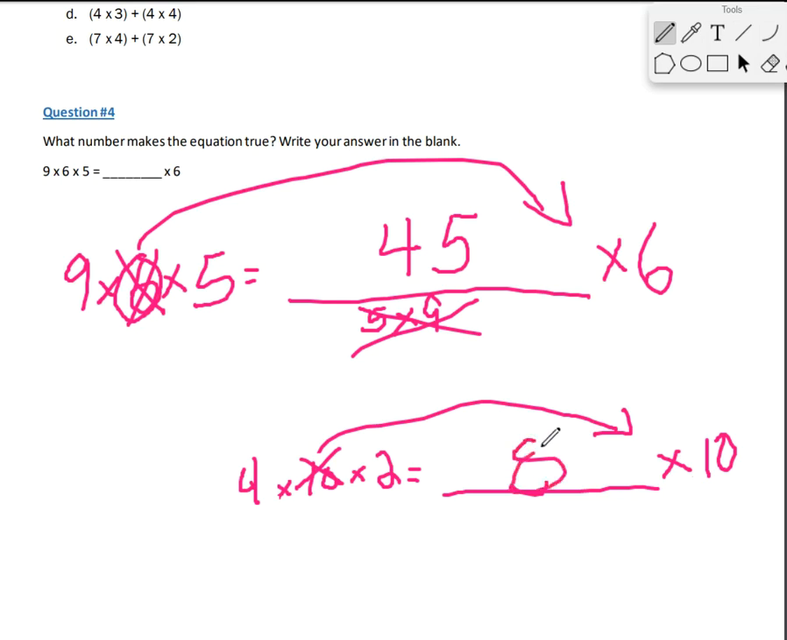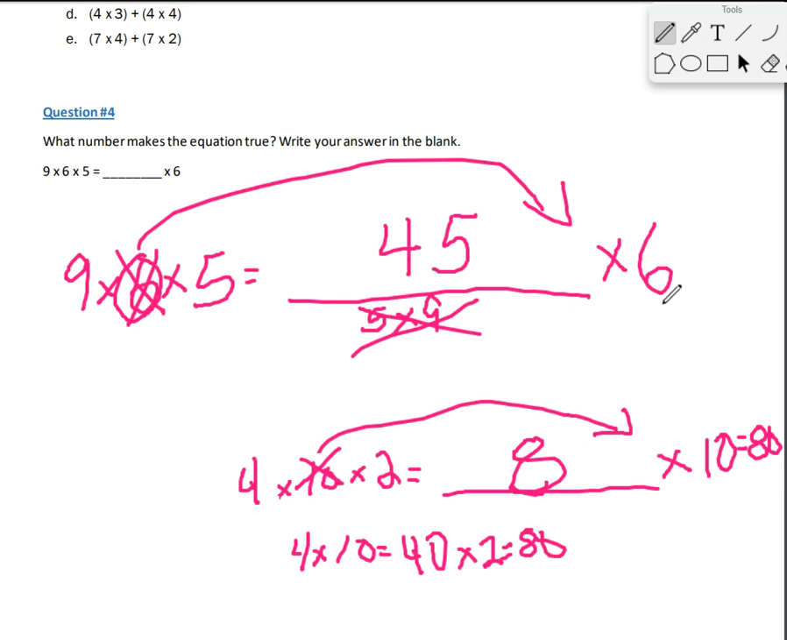So they're saying 4 times 10 times 2 is the same as 8 times 10. Well, we know this is 80, right? That's what's happening here. Let's look here. We have 4 times 10. That's 40. Times 2. That's 80. So they did the same thing here, but with much bigger numbers.